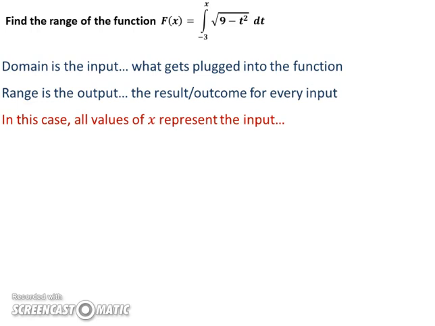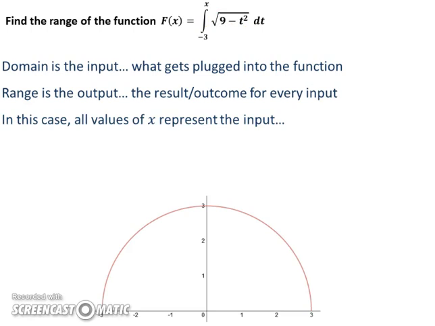Notice what we have here. I don't know if you recognize this at all, but that's a semicircle. It's a semicircle with a radius of 3, and the center is right at 0, 0, the origin. So in this case, notice that the smallest value of x can be -3. The largest value of x can only be +3. It doesn't make any sense to have any number beyond 3. So our domain is -3 to 3.